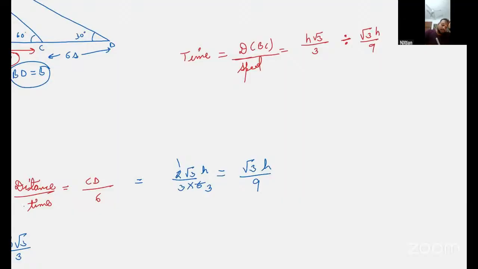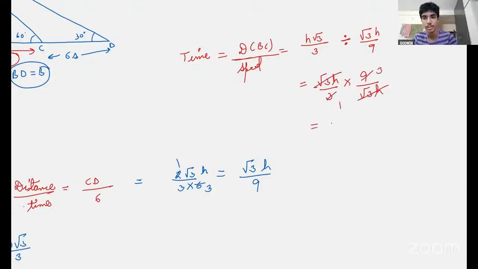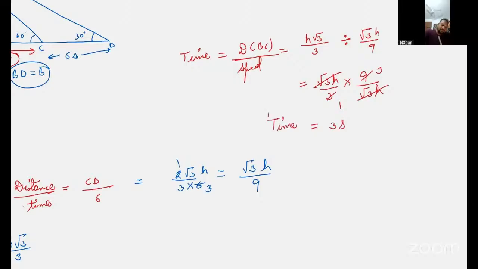If I solve it, it becomes root 3h by 3 multiplied by 9 by root 3h. This and this will cut. 3 ones are 3, 3 threes are 9. So our answer is 3 seconds. The time is 3 seconds.